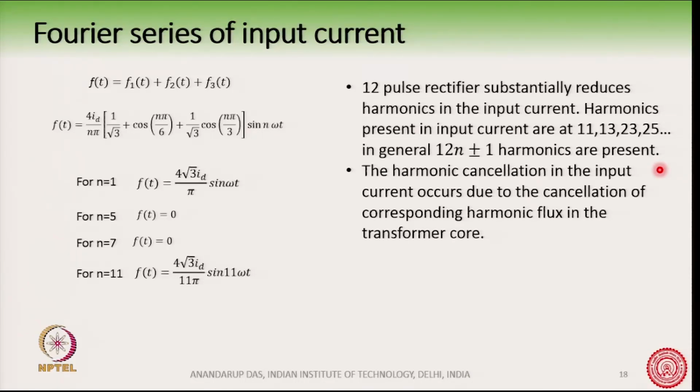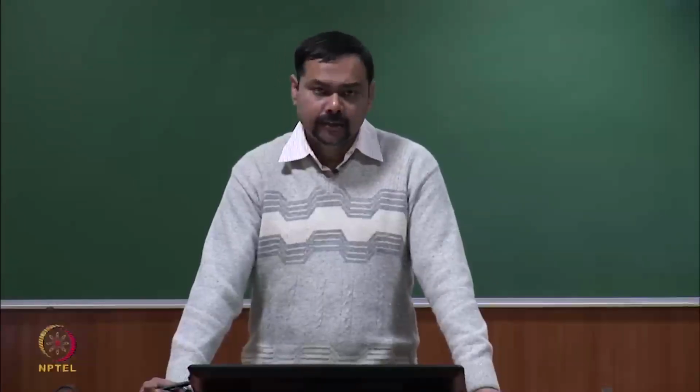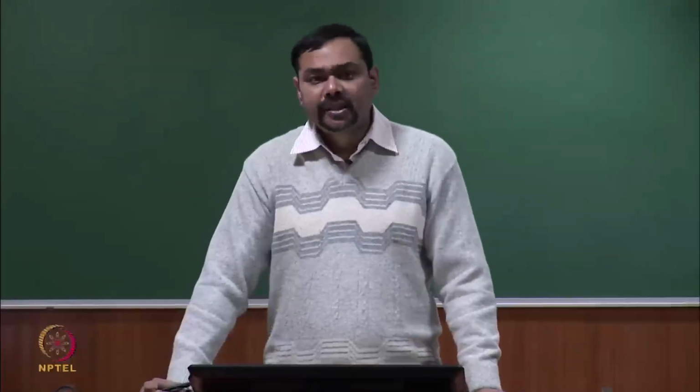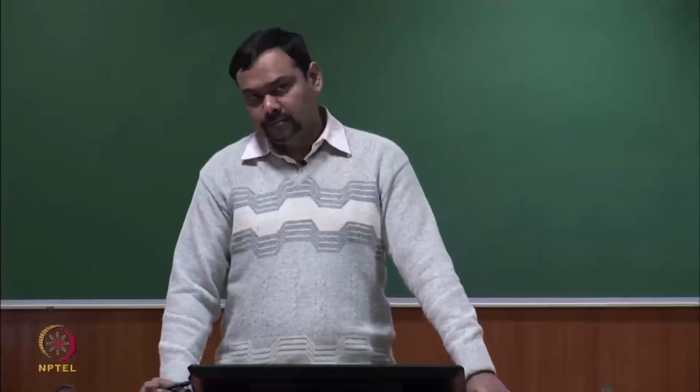And then n equal to 11 and 13 and then it goes to n equal to 23 and 25, like that, 35 and 37, 47 and 49 like that. So, in general 12n plus minus 1 harmonics are present in the input current. So, this substantially improves the input current waveform profile.